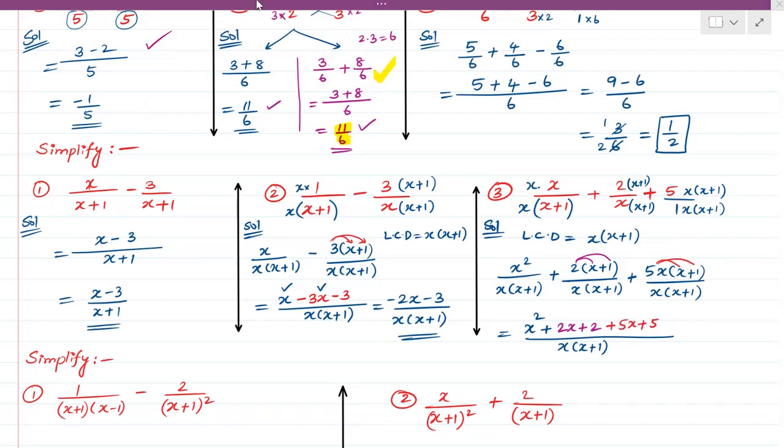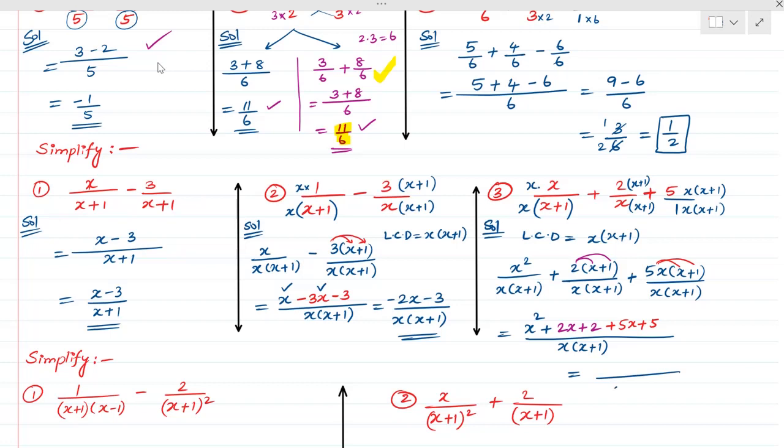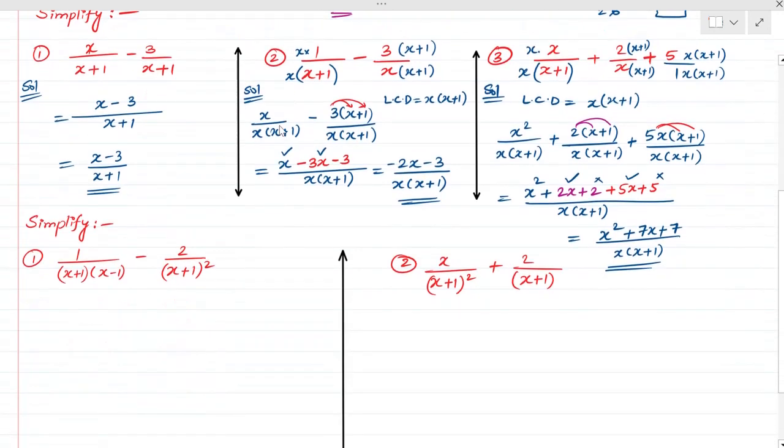Now simplify. What is the simplification here? In the denominator, it's going to be the same, x into x plus 1. What about the numerator part? x square, only one term. x term, we will have 2x plus 5x, therefore it is 7x plus constant, we will have 2 plus 5, which is equal to 7. So this is the final answer, the simplified part.